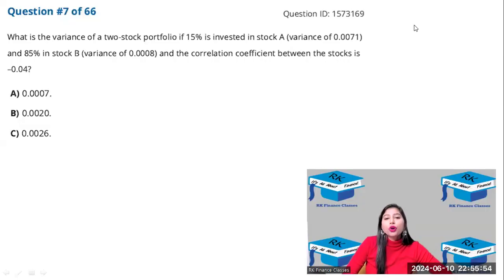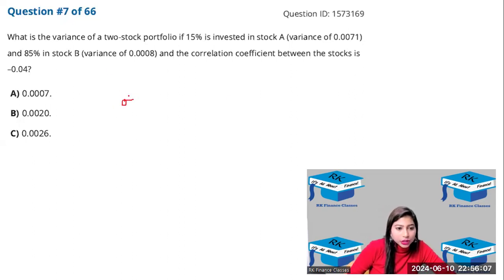Question number 7 from reading 20. What is the variance? मतलब पूछा है sigma square. So again we know the formula for sigma square. We know the formula for sigma p. पहले वो लिख लेते हैं. The standard deviation. Simple वैसे ही calculate करते हैं.